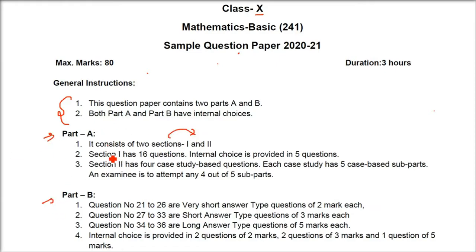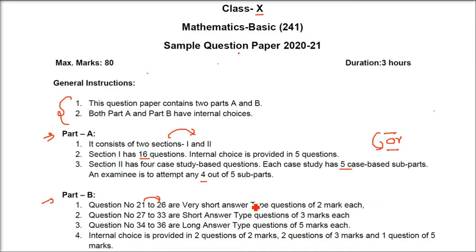So part A will have two sections. One will have 16 questions and we have internal choices also, that there will be an OR in between. And section 2, we have study based question, case study there. So we have 5 subparts and you have to do 4 out of 5. Any 4 you can choose out of 5.